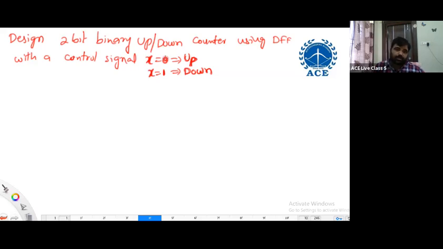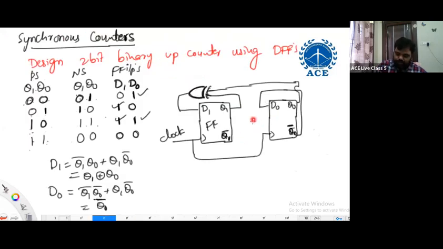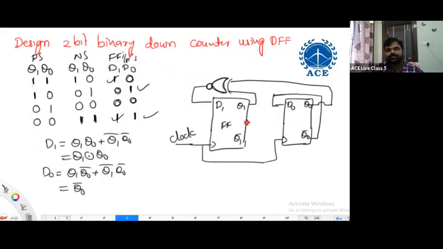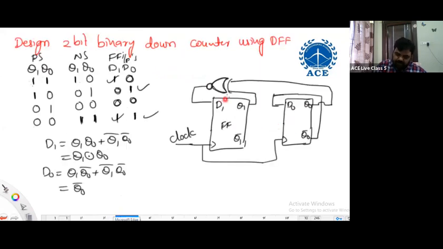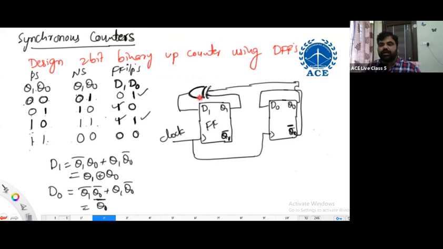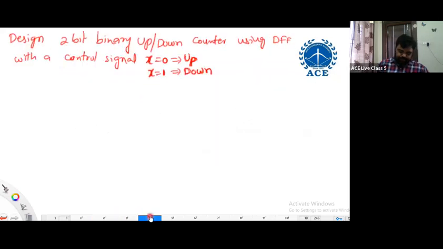So it must work as an up counter as well as a down counter. If you are clearly observing, this is the up counter, this is the down counter. Then what is the difference between these two? Here D naught is Q naught bar, and here D naught is Q naught bar. In this it is XNOR, in this it is XOR. The difference is D1 only. D1 is XOR for the up counter, D1 is XNOR for the down counter.